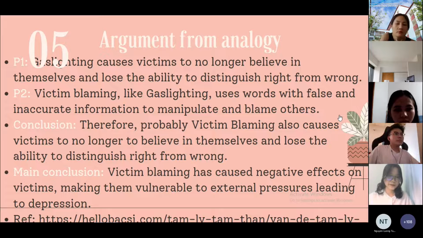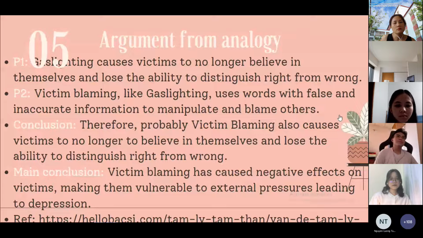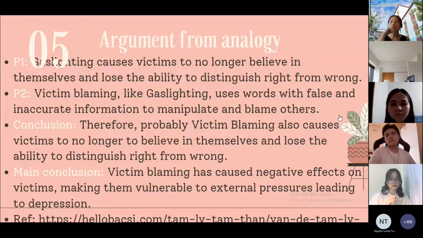Yes, I will answer these questions about gaslighting. As Khánh Huyền said, gaslighting is in a relationship, but victim blaming is not in a relationship. But I want to talk about the common point of gaslighting and victim blaming: they both use words with false and inaccurate information to manipulate and blame others, whether in a relationship or not.